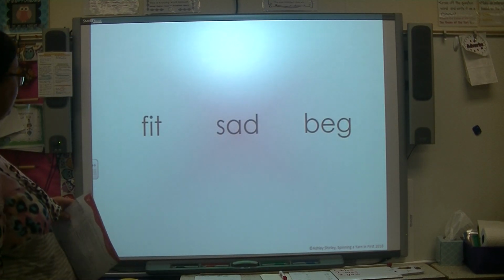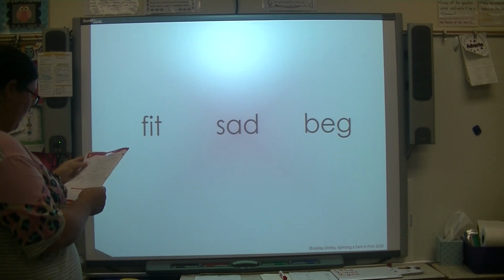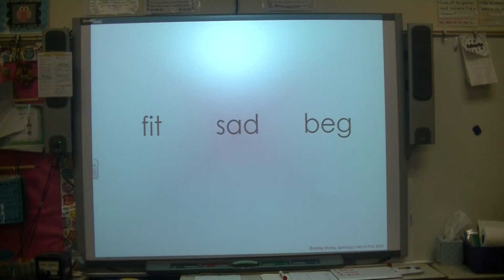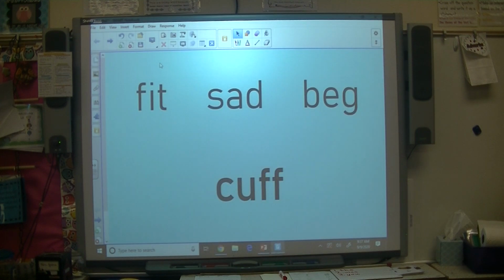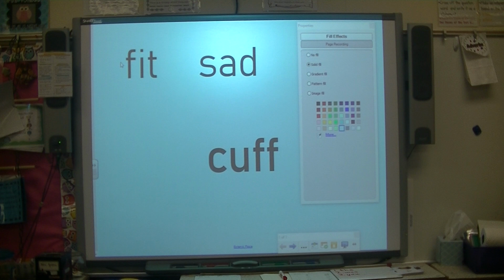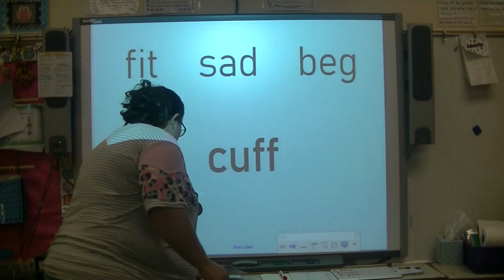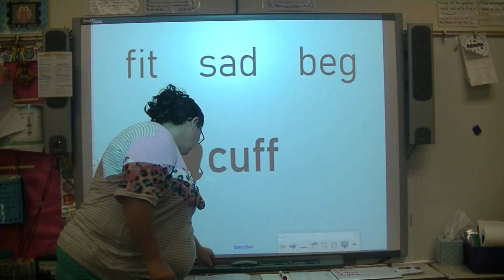Now, I have some words on the board. We're going to learn a little bit about vowels. I think you learned a little bit in first grade, but we're going to do some reviewing. So I'm going to make them a little bit bigger. All right, let's look at this first word. What is the vowel in this word?